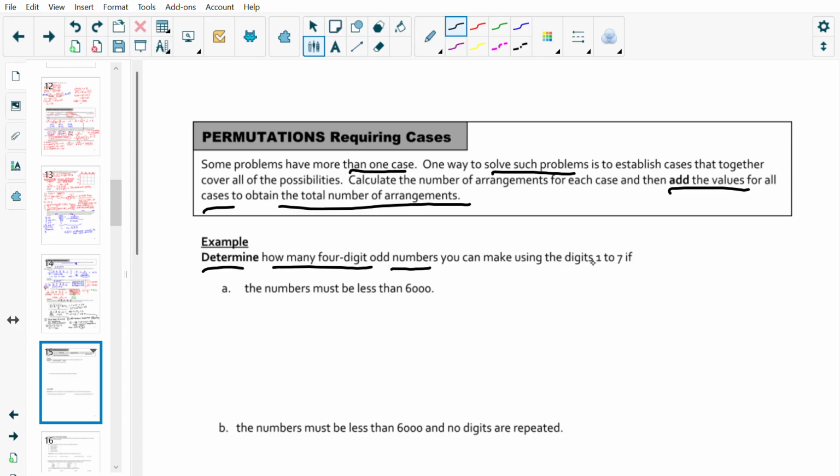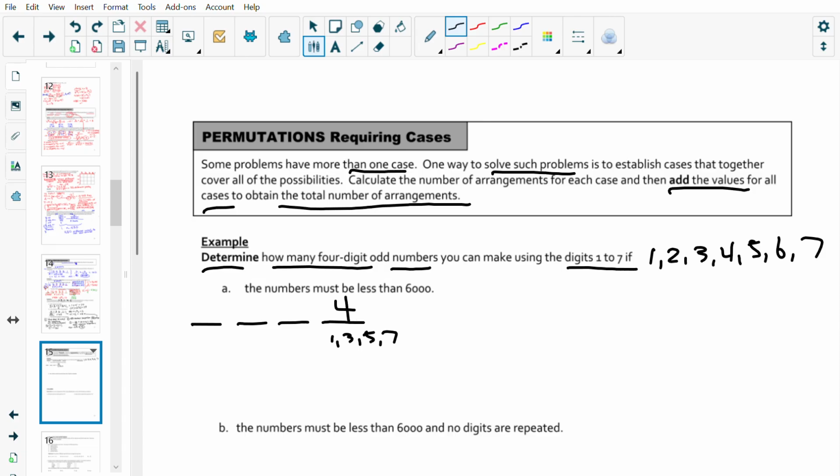First, start out with: determine how many 4-digit odd numbers you can make using the digits 1 to 7, so 1, 2, 3, 4, 5, 6, 7, if the numbers must be less than 6,000. Okay, 4-digit number. So the last digit is 1, 3, 5, 7. So there's 4 possible choices here.